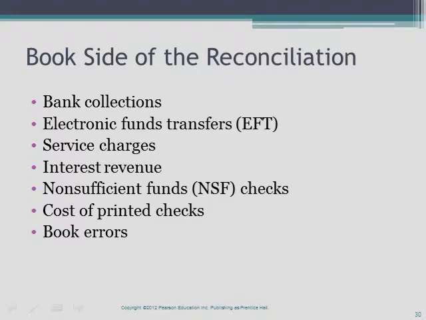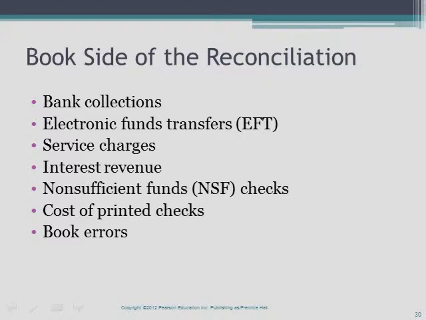Items to show on the book side of the bank reconciliation are bank collections. So bank collections are cash receipts that the bank has recorded for your account, but you haven't recorded the cash receipt yet. Electronic funds transfer. The bank may receive or pay cash on your behalf via an EFT that you may not have recorded on the general ledger side yet. Service charges. These are not uncommon. The bank debits your account or removes cash from your account for service charges.